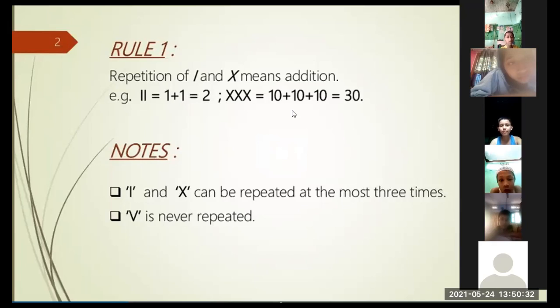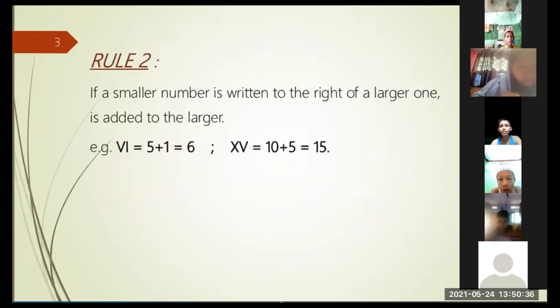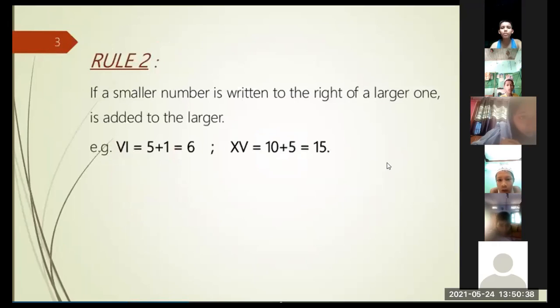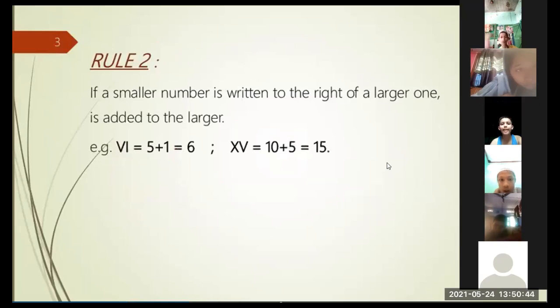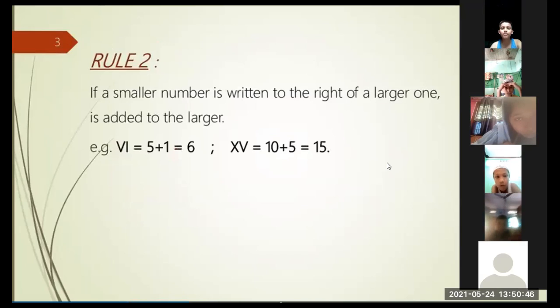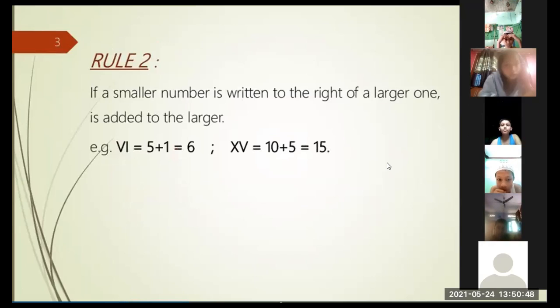Okay. So rule 1 we have done. In rule 2 what? If a small number is written to the right edge of a large one, it is added to the large. That means if any smaller number is written on the right side of any larger number, we always add both the numbers. Yes or not? Yes, sir. Okay, very good.